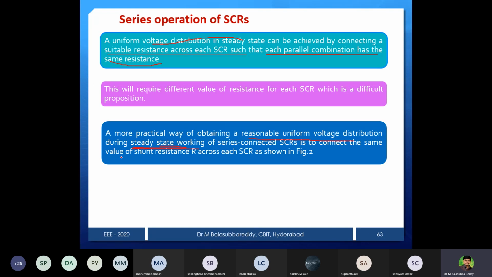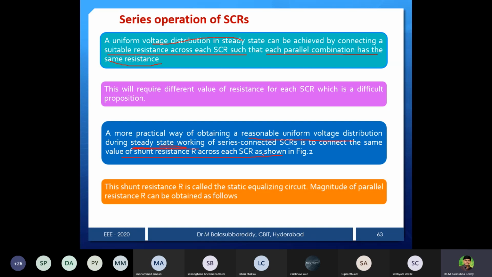So we need to derive a shunt resistor R across each SCR. That is the uniform resistance you have to connect in parallel with each SCR. So that uniform resistor R we need to calculate. This R is called a static equalizing circuit. Two circuits are required when operating in series and parallel, especially in the series case.